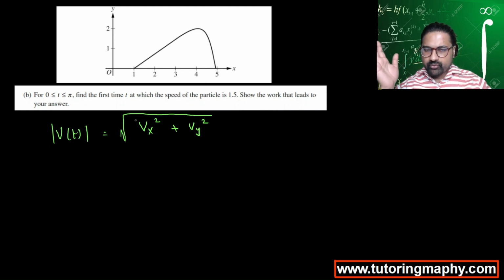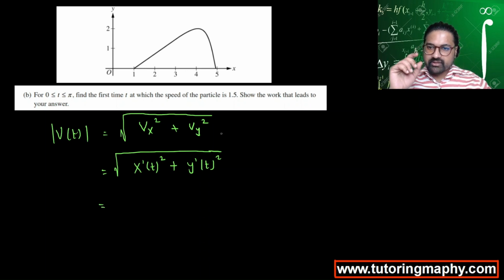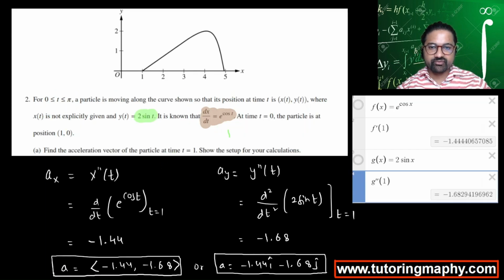What is the value of Vx? Vx is the first derivative of the position function in x. So it will be x prime t whole square plus y prime t whole square. All right. Remember that we are already given the value of x prime t, right? X prime t is right here.